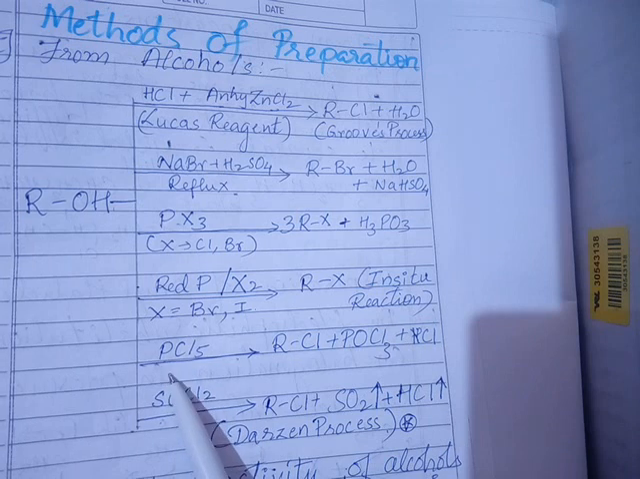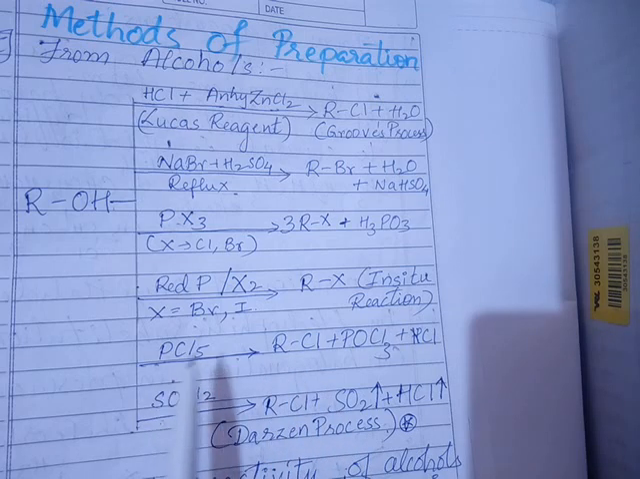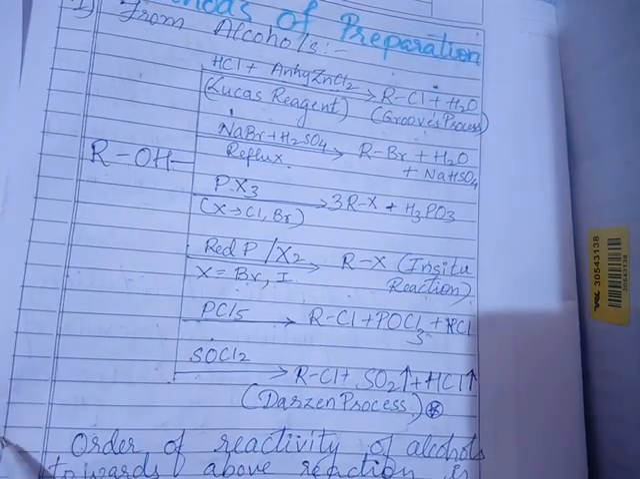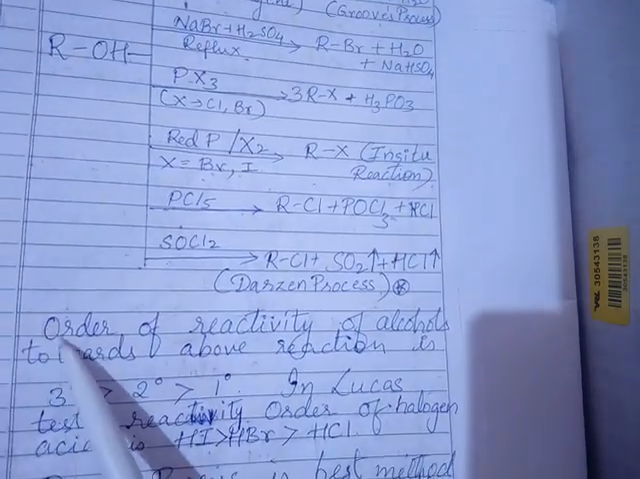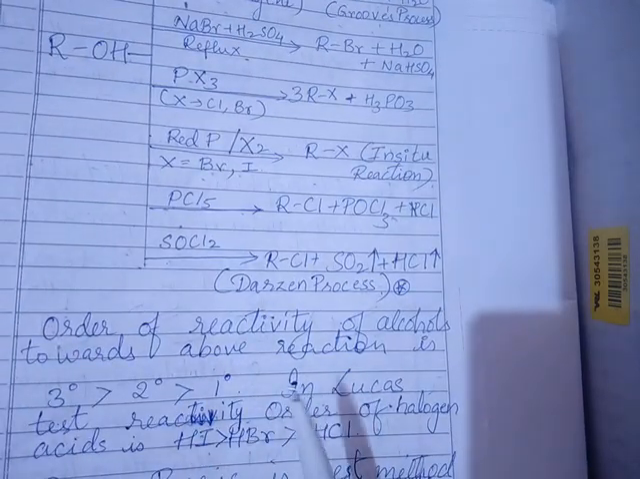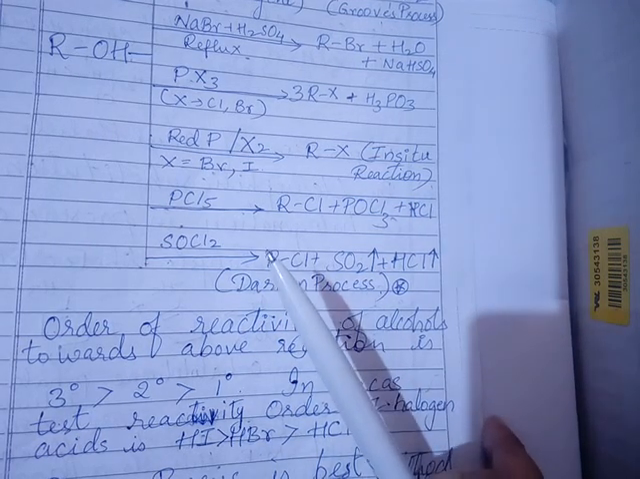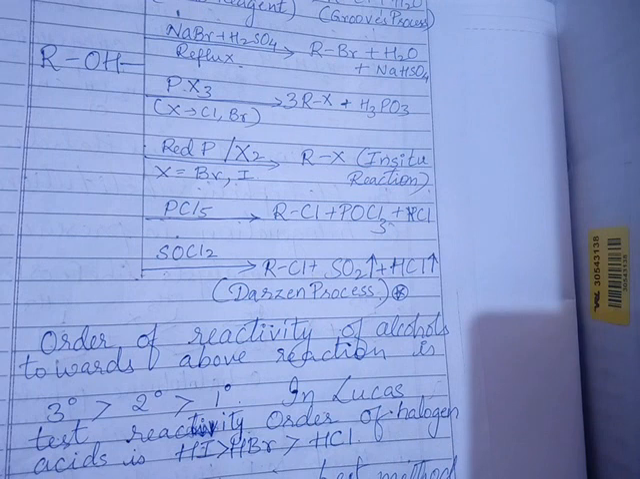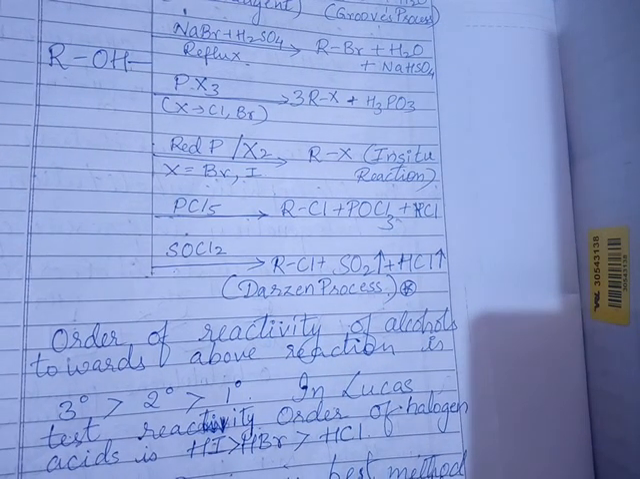So because we are using PCl5, the product is what? It is alkyl chloride. So in this way we have the reaction with phosphorus pentachloride. Next to that one we have one more preparation method, and that is nothing but we call it as Darzens method. This method is an important method and it is a preferred method.